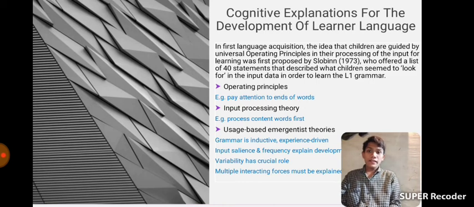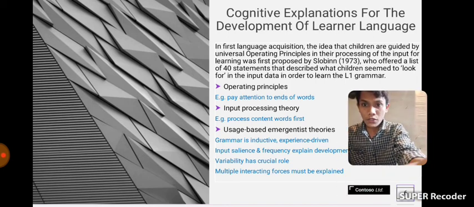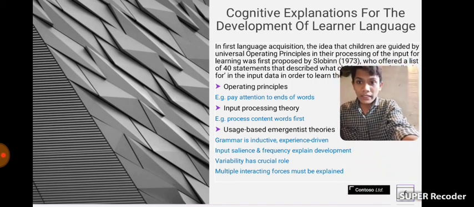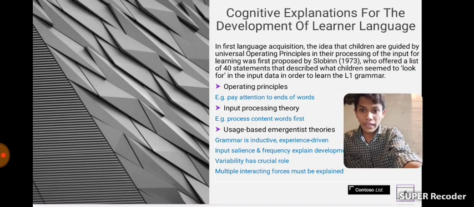The second is input processing theory. Example given: process content words first. And the last is usage-based theories. Grammar is inductive, experience-driven. Input salience and frequency explain development. Variability has a social role. Multiple interacting factors must be explained.